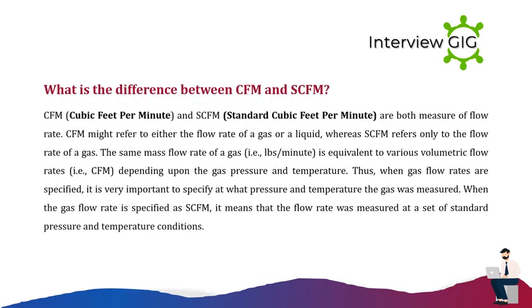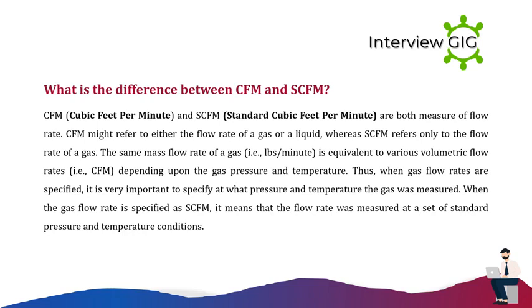What is the difference between CFM and SCFM? CFM, cubic feet per minute, and SCFM, standard cubic feet per minute, are both measures of flow rate. CFM might refer to either the flow rate of a gas or a liquid, whereas SCFM refers only to the flow rate of a gas. The same mass flow rate of a gas, i.e., pound per minute, is equivalent to various volumetric flow rates, i.e., CFM, depending upon the gas pressure and temperature.